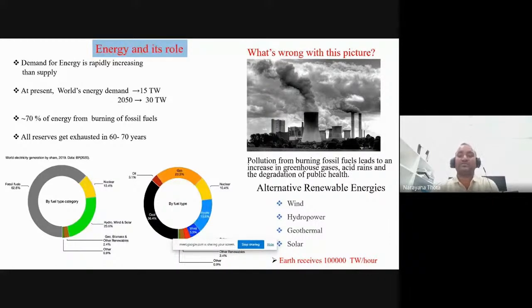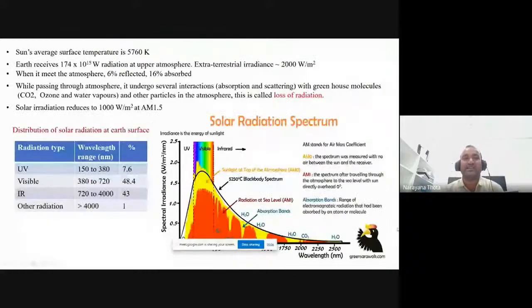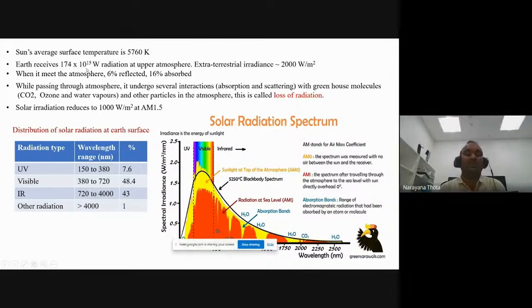This is the solar spectrum that we are seeing. Generally, any body radiates energy. If you take the surface temperature of the sun, it is above 5760 Kelvin. Because of this temperature, it radiates energy in all directions, and Earth receives 10 to the power 15 watts of radiation at the upper atmosphere. This is called extraterrestrial solar radiation, which is 2000 watt per meter square.